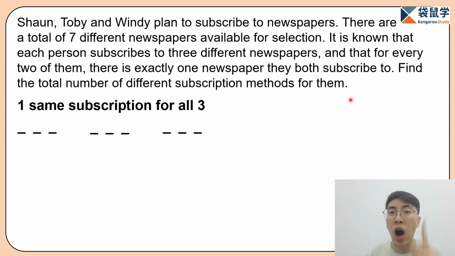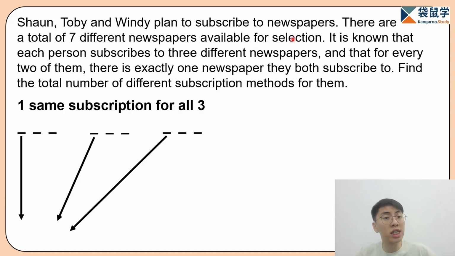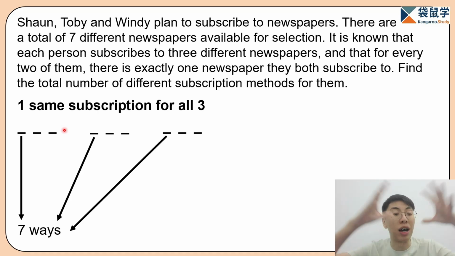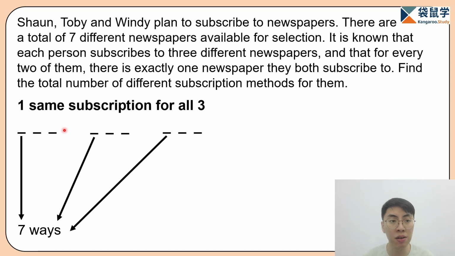So by selecting 1 newspaper for all 3 of them, how many ways are there to select? The answer should be very obvious. Since there are a total of 7 newspapers available, that means for all 3 of them there should be just 7 ways for us to select the newspapers. Now, let's take a look at the first of them, which is Sean. If I've already selected 1 newspaper out of the 7 different newspapers, for these 2 newspapers, how many ways can we select them?